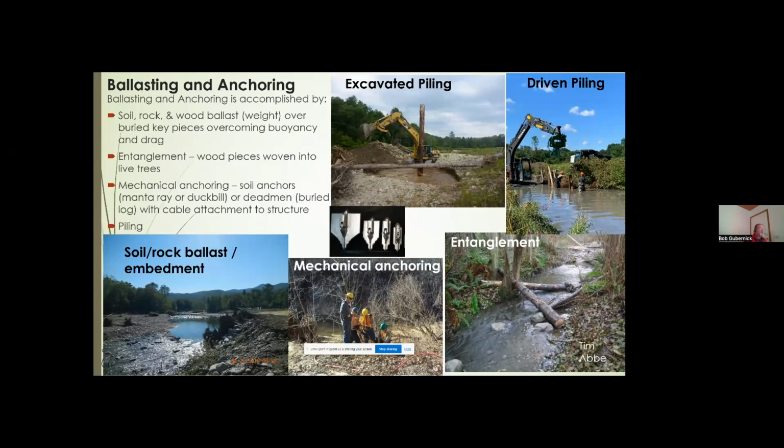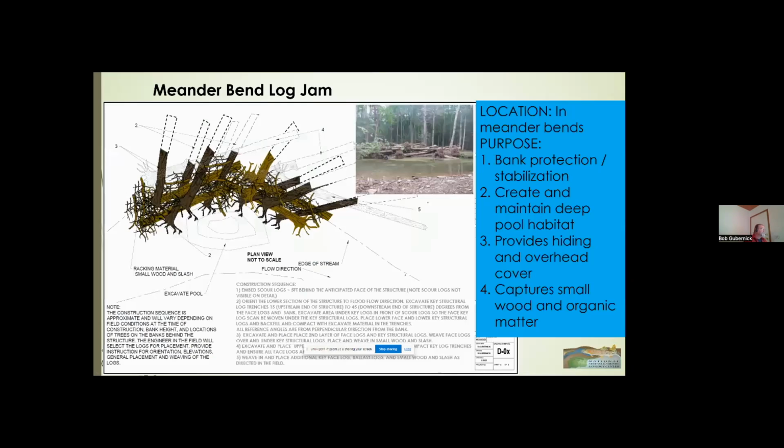And then the last one is entanglement. Entanglement is great. You don't need any ballasting. Essentially, entanglement is entangling it into other trees, understanding which way the water is going to push these trees so it locks itself in. It's more amenable to small rivers, small streams, headwater channels, etc. So to get into some of the structures now and talk about the salient aspects of those.